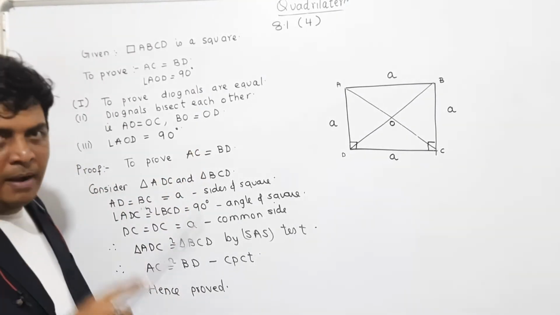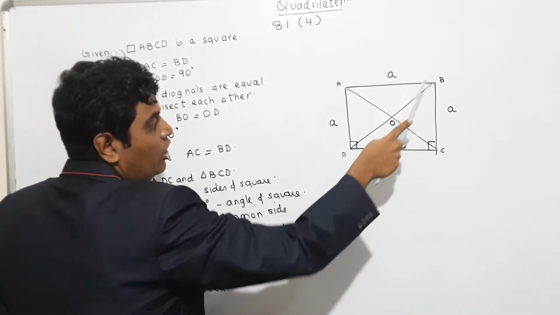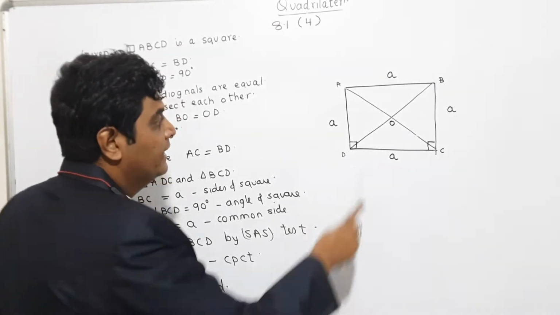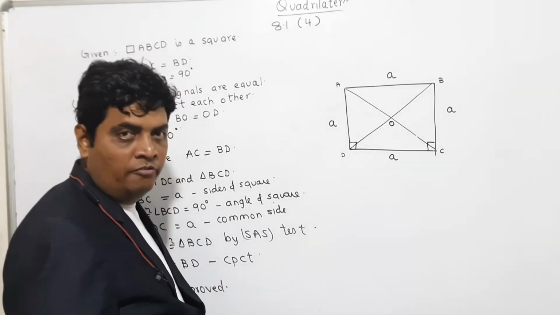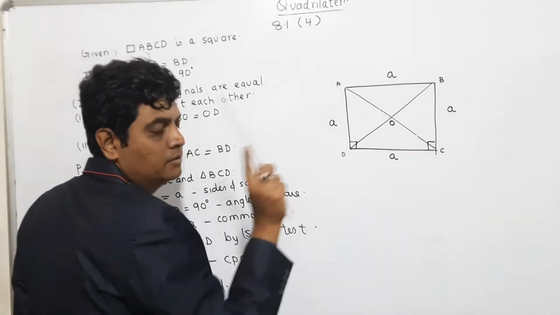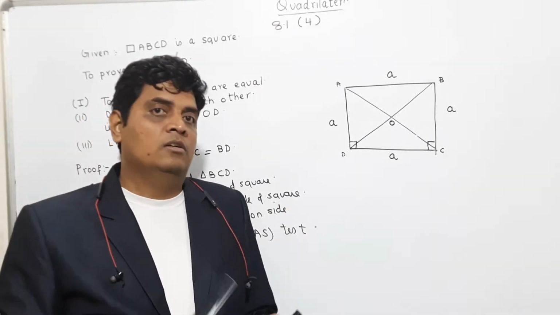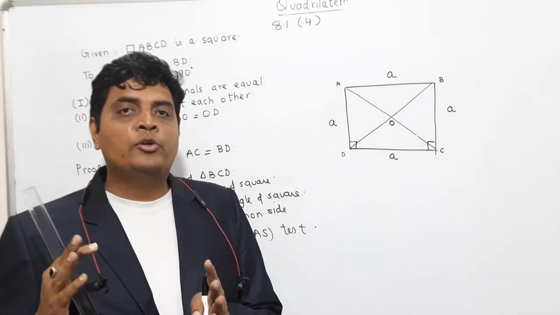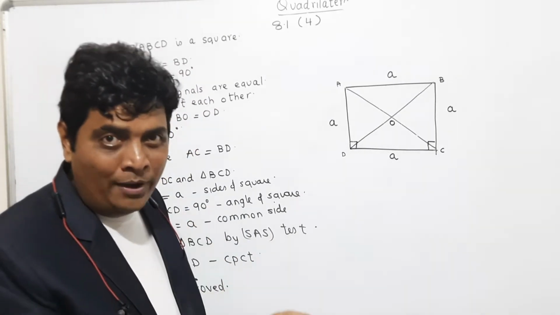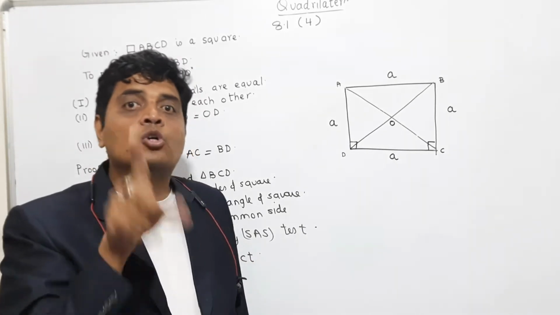Let us do the first part. What do I have to prove? I have to prove diagonal AC is equal to diagonal BD. So I will take those triangles which contain these two diagonals. Which are those triangles? Triangle ADC and triangle BCD. Before starting the sums, you have to think which triangles I am going to take. Whichever part they have asked you to prove, you select those triangles which contain those parts.